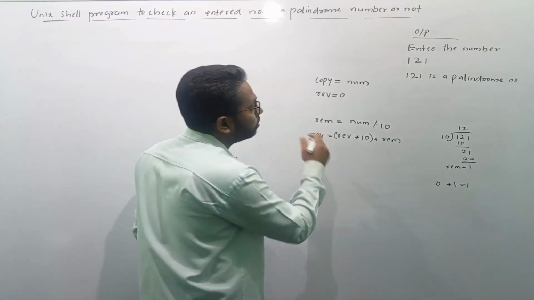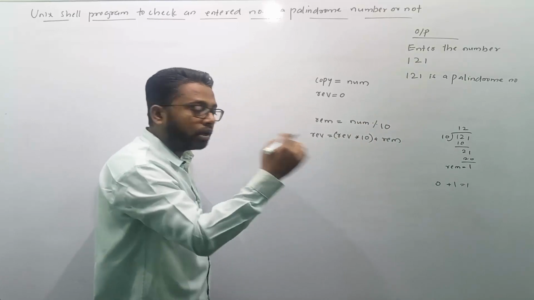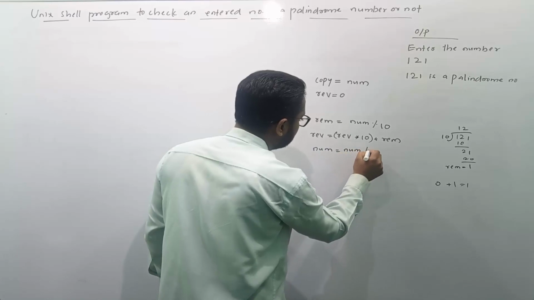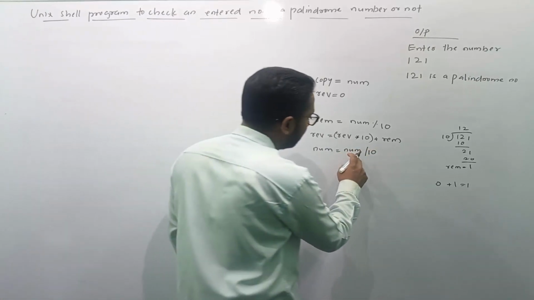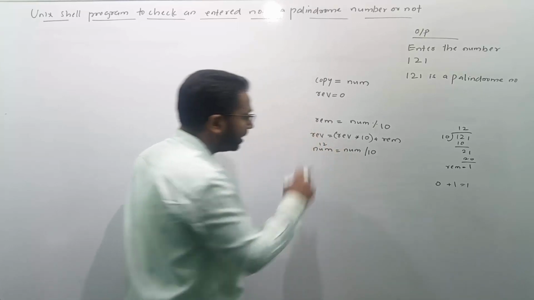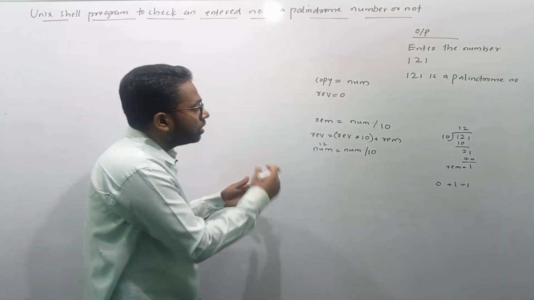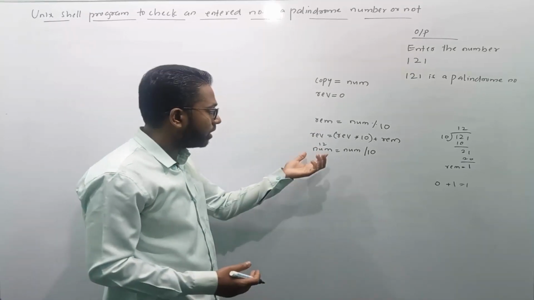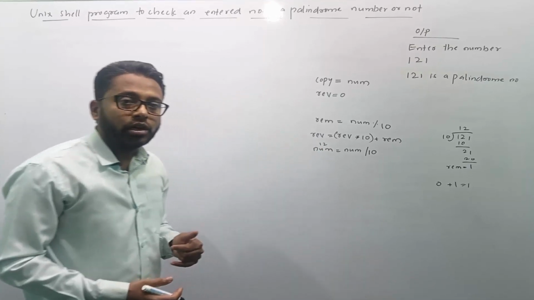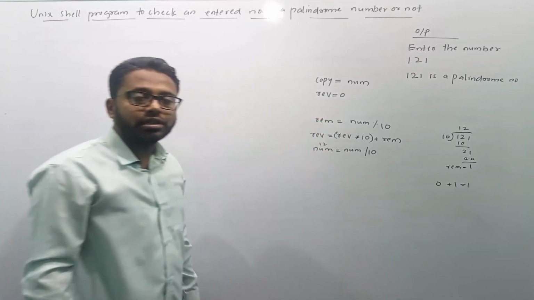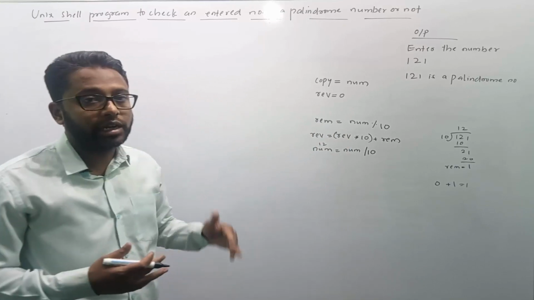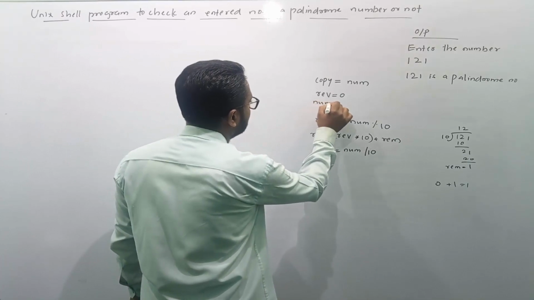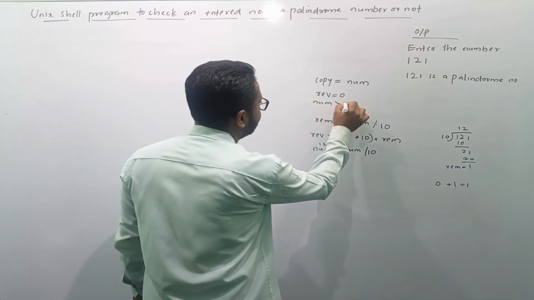Next, I need to reduce this 121 to 12. To reduce, I will use num equals num divided by 10. By doing this, we will get 12 stored inside num. Now again, I need to find out the remainder of this num. We have got the new value of num, which is 12, and I need to find out the remainder of this 12. So each and every one of these steps gets performed again. How long does each of these steps get executed? Until the value of num is greater than 0.